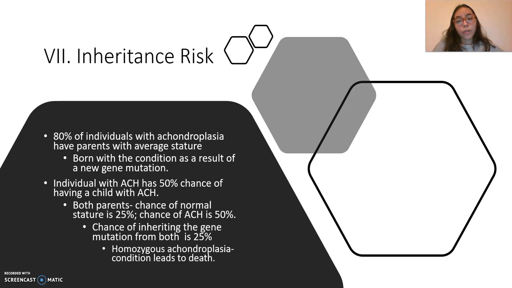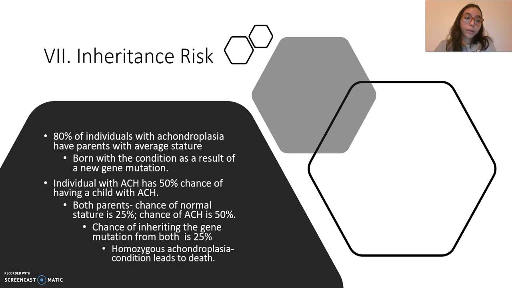Like I mentioned before, about 80% of individuals with ACH have parents with average stature, and they are born with the condition as a result of a new gene mutation. If a person has a partner with ACH, they have a 50% chance of having a child with ACH. But if both parents have ACH, they have a 25% chance of the child being born with normal stature. And again, if both parents have ACH, they have a 50% chance of having their child be born with ACH.